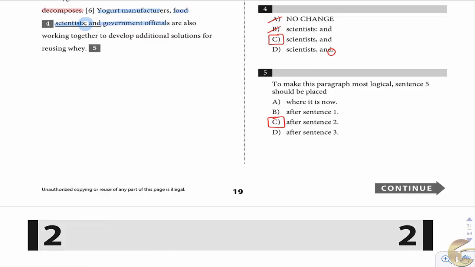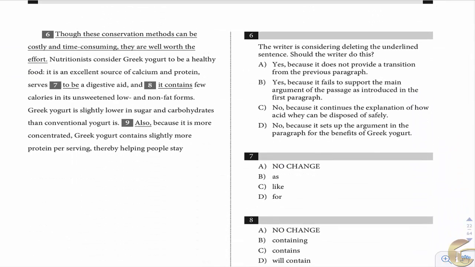Number 6 says the writer's considering deleting the underlined sentence. Should the writer do this? Now in this question, what you again have to be able to do, and this is true for almost any yes, no question, is figure out the main idea of the paragraph. And typically the explanation, even though they can word it in a lot of different ways, comes down to: did this sentence fit the main idea or did it not? And that's sometimes why you would keep it or why you would delete it.